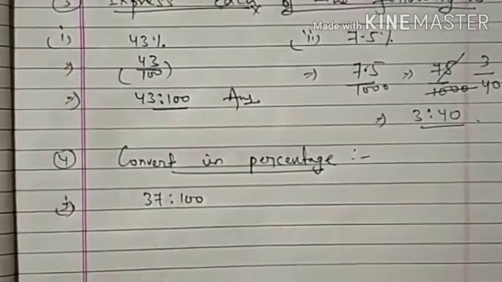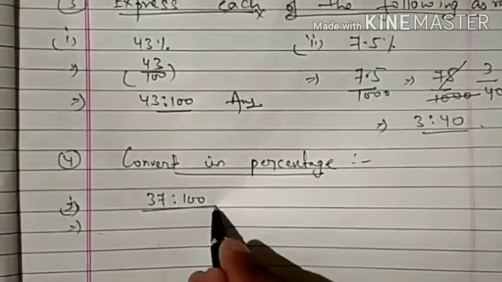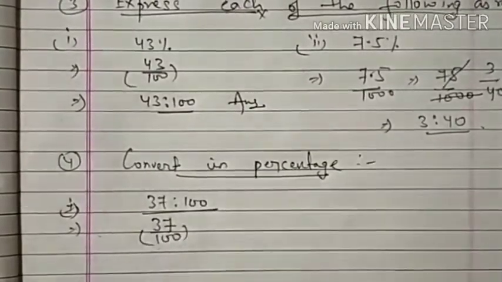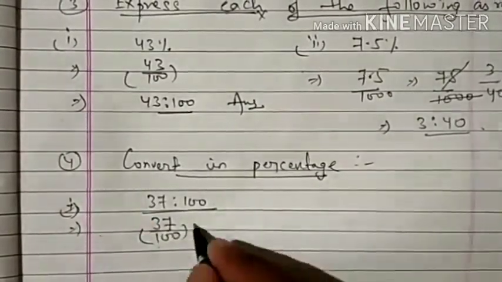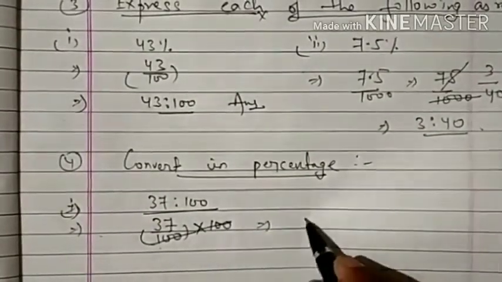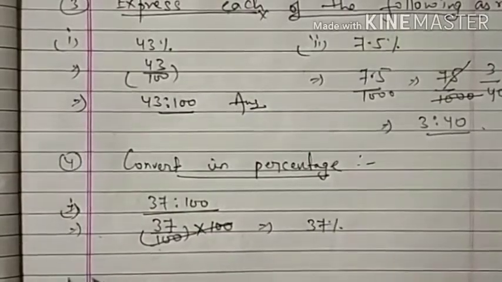37 ratio 100. So what will we do? We will first convert this ratio into a fraction. What is the fraction form? 37 by 100. And to convert any fraction into a percentage, what do we do? We multiply it with 100. So 100 will divide 100. What do we get? 37%.